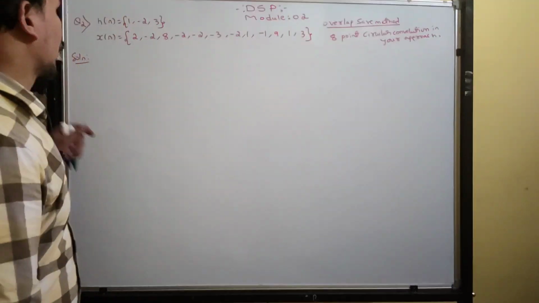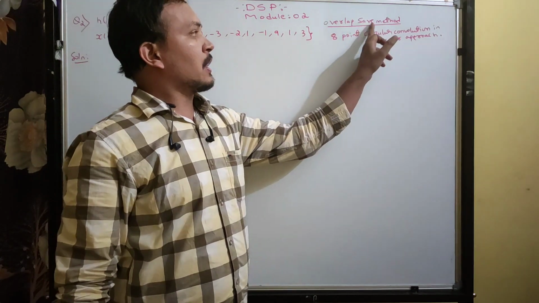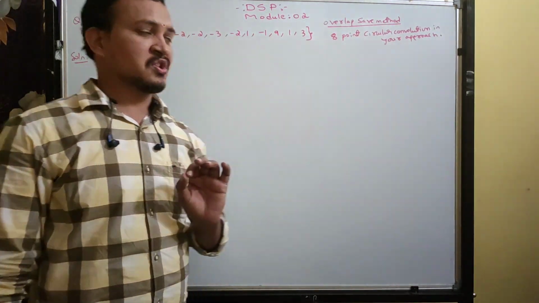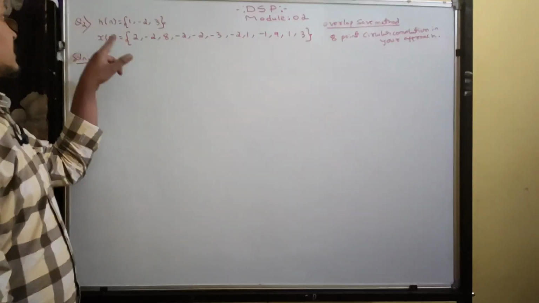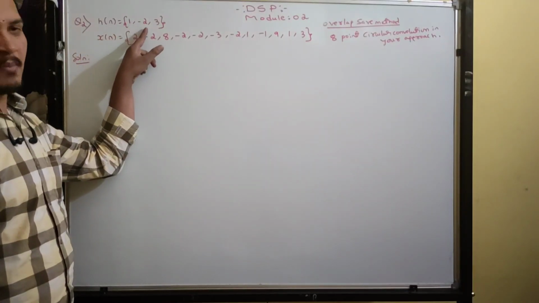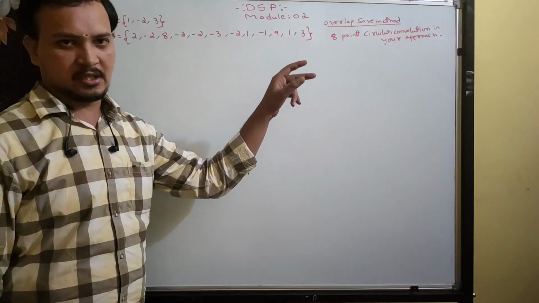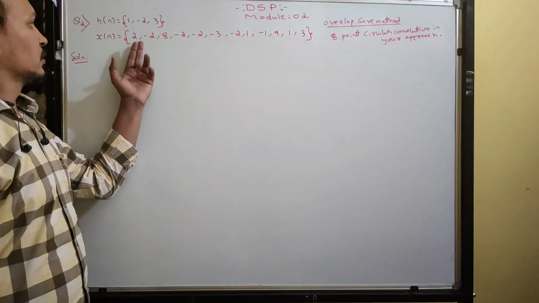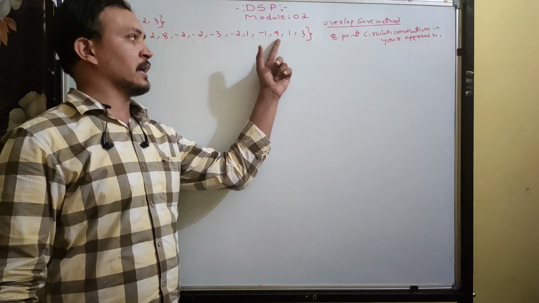Okay guys, the next problem is, we are solving the next problem on the overlap save method. The question is, an FIR filter with impulse response h of n is 1, minus 2, 3. The input x of n is a long data sequence. They have given so many samples: 2, minus 2, 8, minus 2, minus 2, minus 3, minus 2, 1, minus 1, 9, 1, 3.